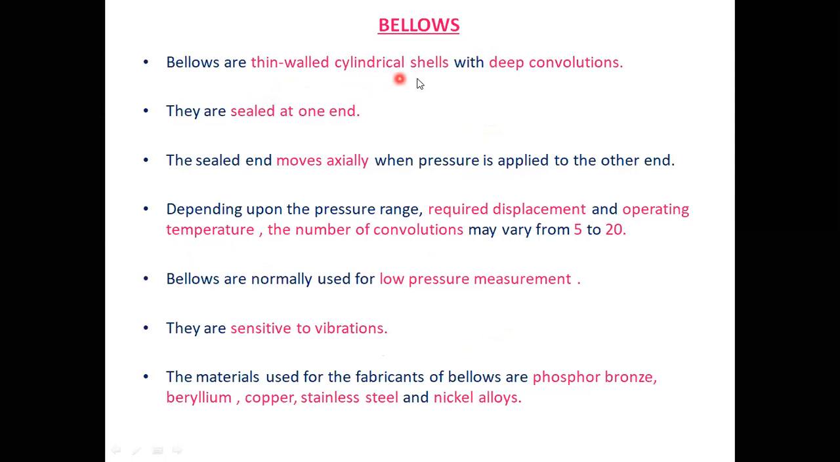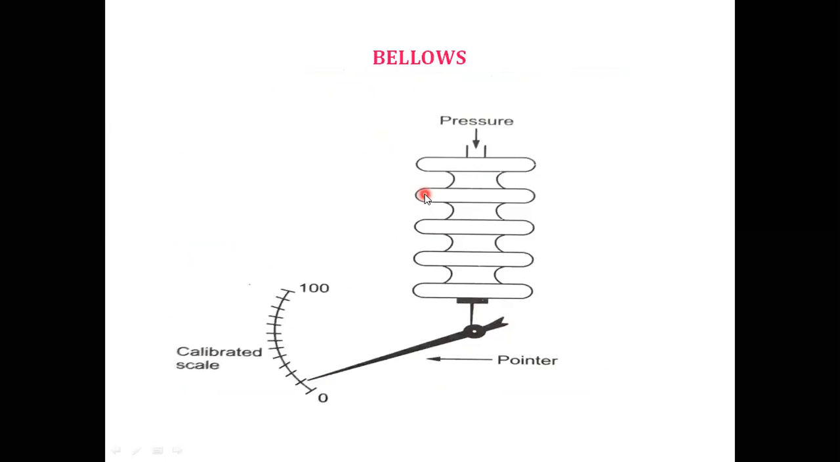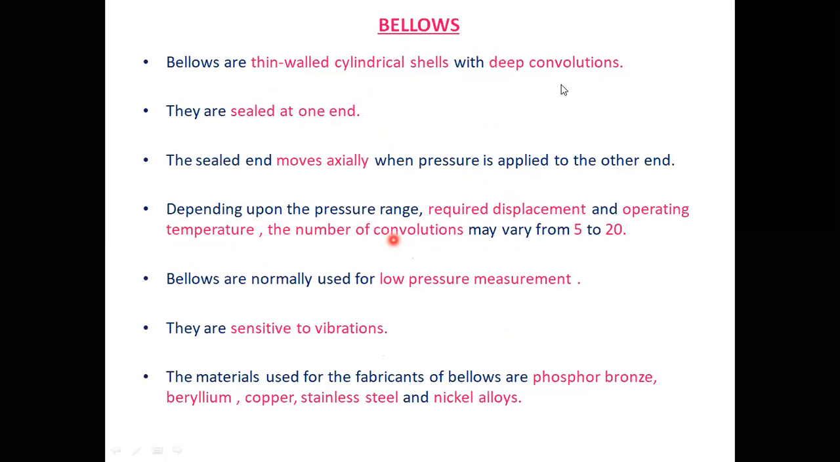Bellows are thin-walled cylindrical shells with deep convolutions. Inside, some convoluted type of structures take place inside the bellows.